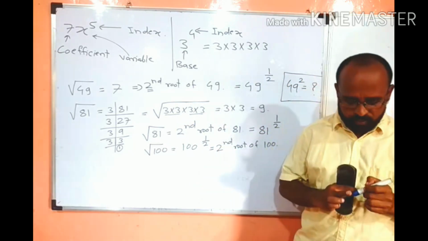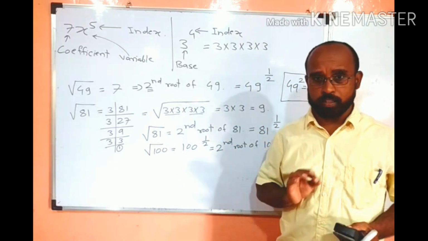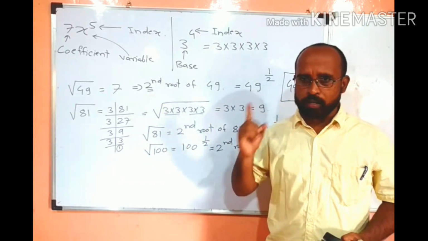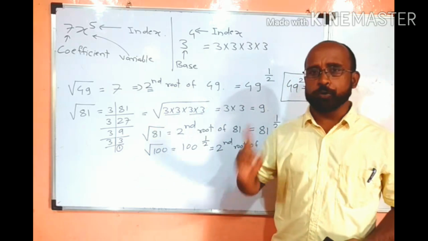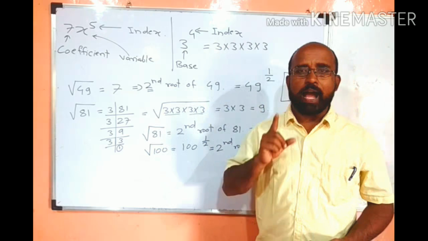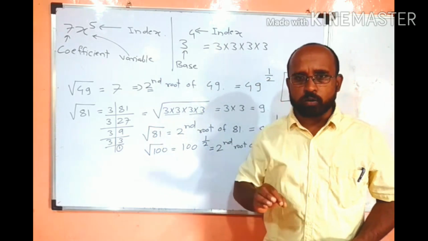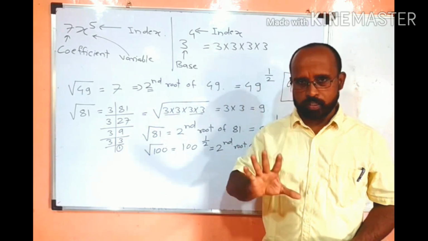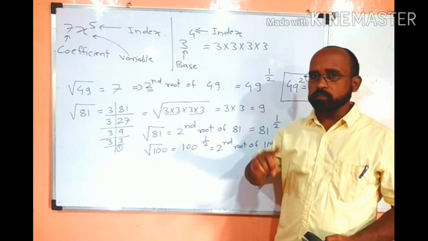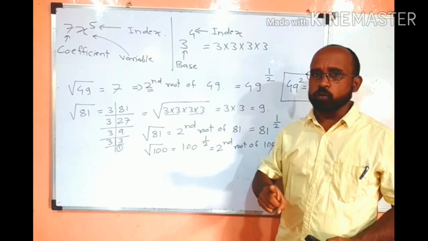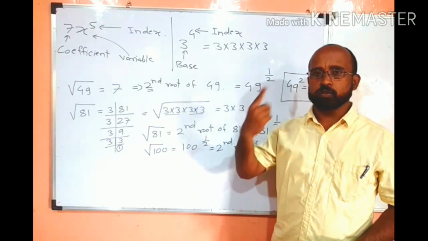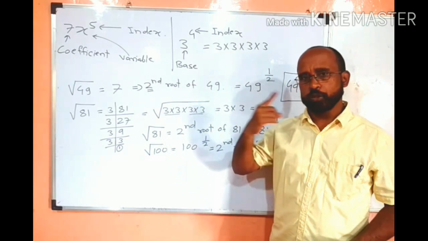Students, one interesting thing about second and third root is, as we are calling second index as square, third index as cube, we can denote second root as square root and third root as cube root. Clear? Please remember this thing. Second root as square root, third root as cube root, second index as square, third index as cube.